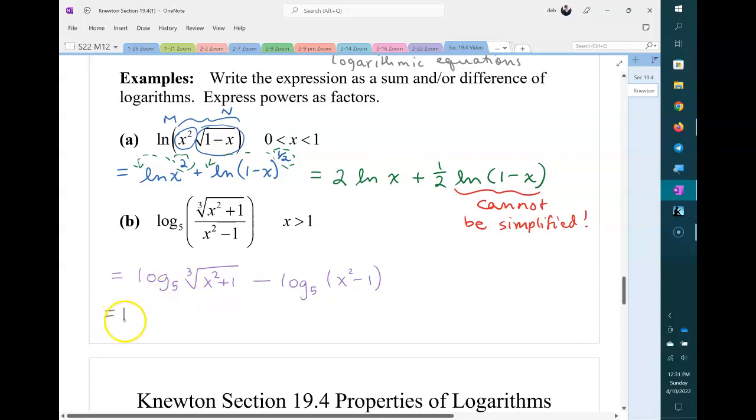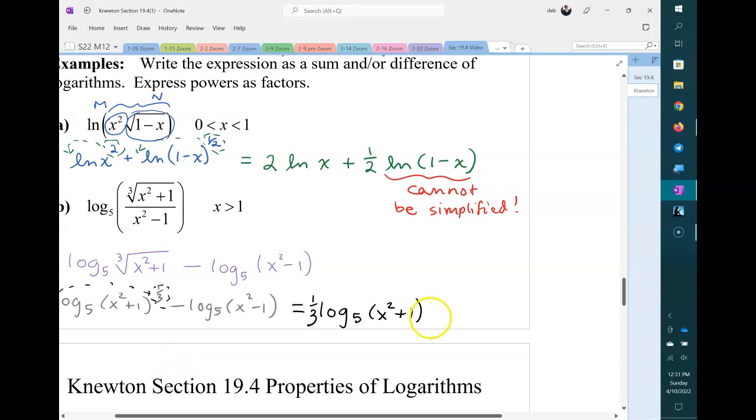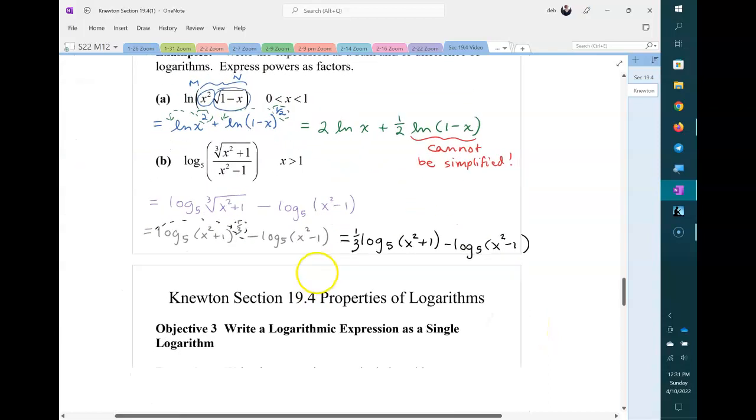So then we can rewrite the cube root as x squared plus 1 to the power of 1/3. And again, that log of a difference can't be simplified, but this power of 1/3 is acting on the entire logarithm's argument, so I can write log base 5 with a 1/3 in the front, multiplying times x squared plus 1 minus log base 5 of x squared minus 1. And we can't simplify that anymore.